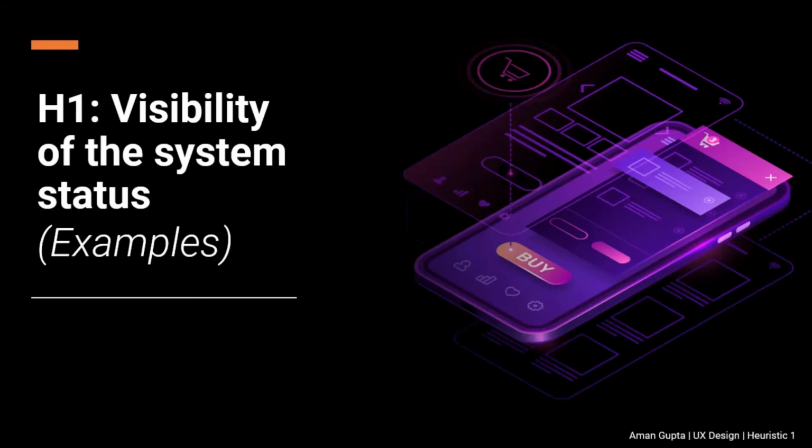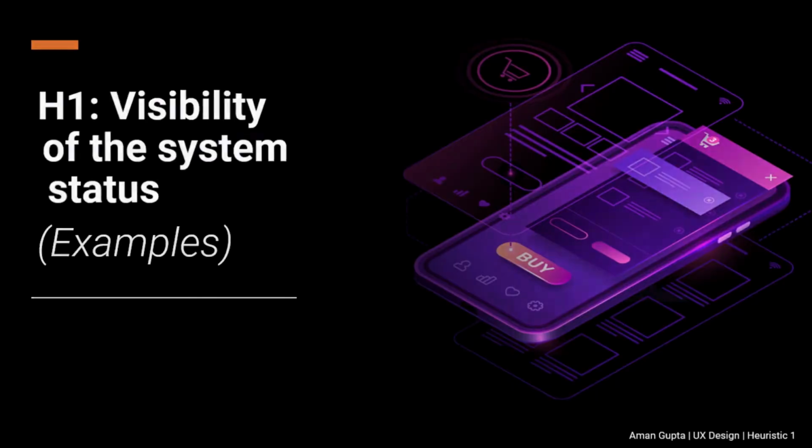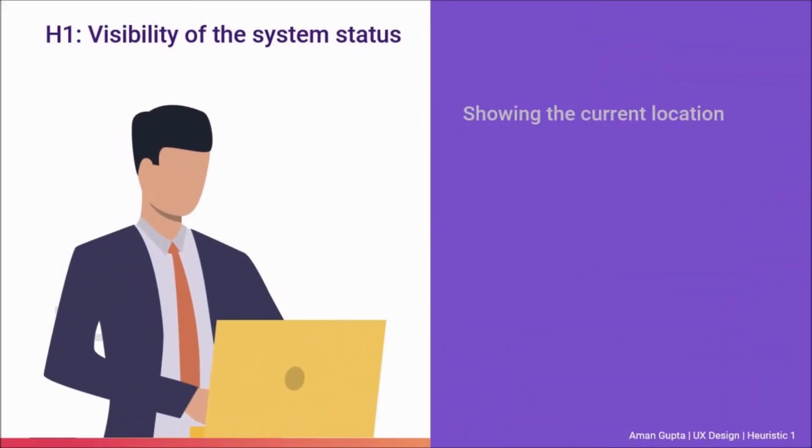In the previous lecture, we discussed the first heuristic and its importance for providing a good experience to the users. In this lecture, we are going to look at the ways to include this heuristic in our design solution. Showing their current location is the first way to communicate system status to the users.